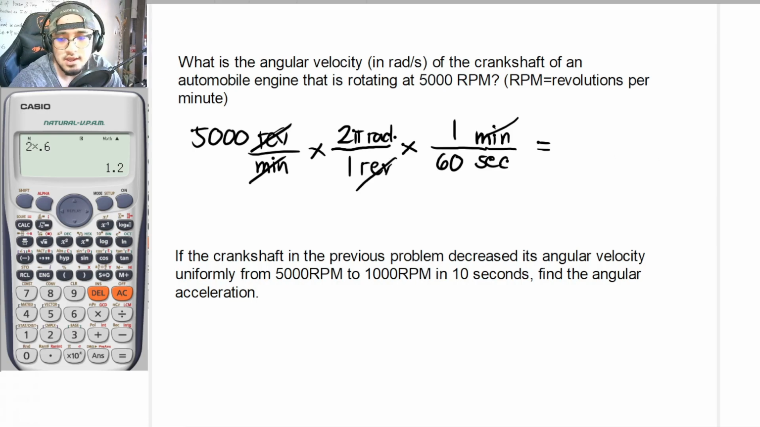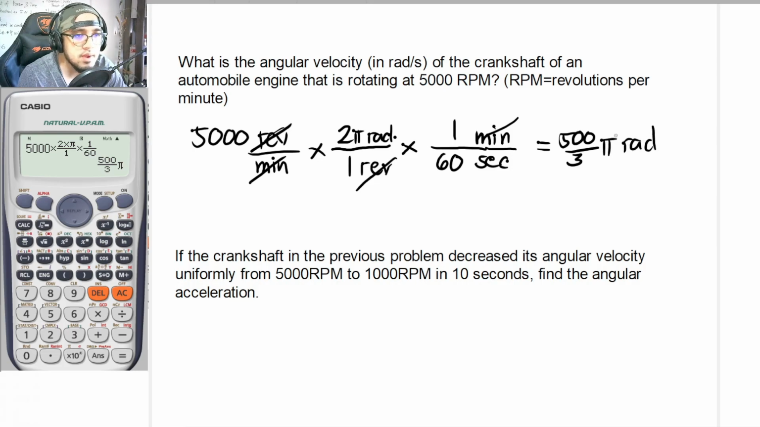Okay, so the next thing that I am going to do here is use my calculator, of course. So 5,000 times 2 pi divided by 1 times 1 divided by 60. So that is now to be 500 over 3 pi, so 500 over 3 pi radians per second. If you want your answer in terms of pi, this is now the answer.